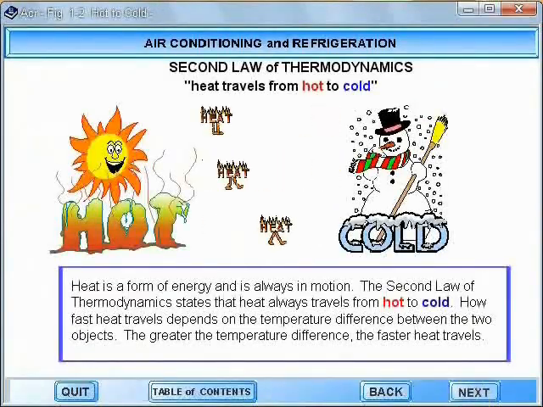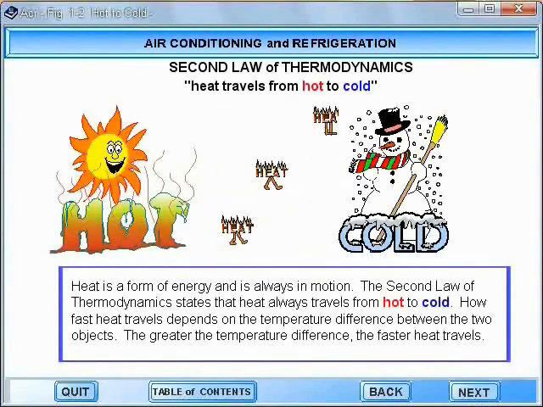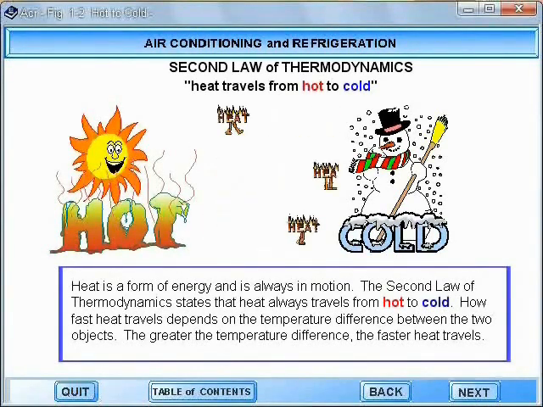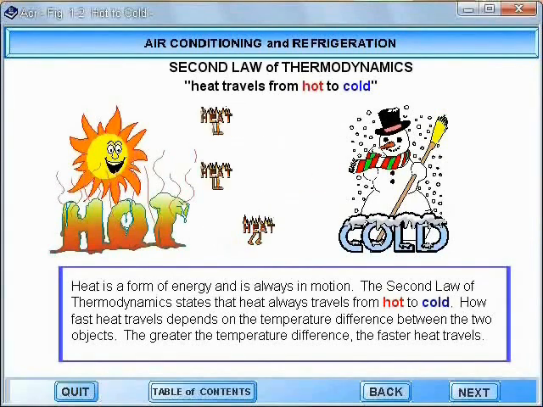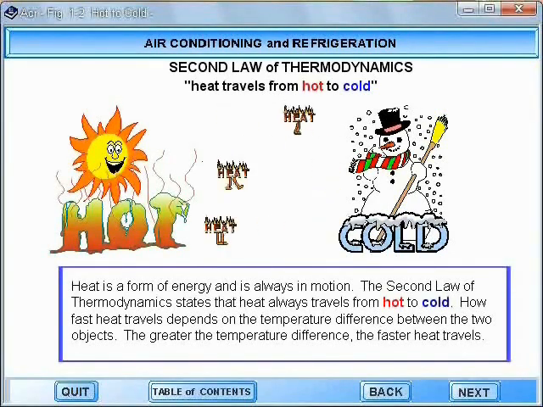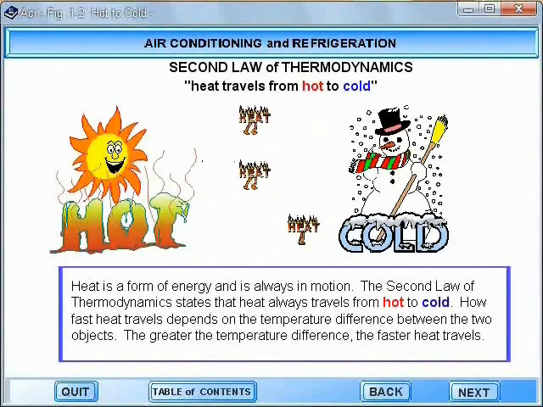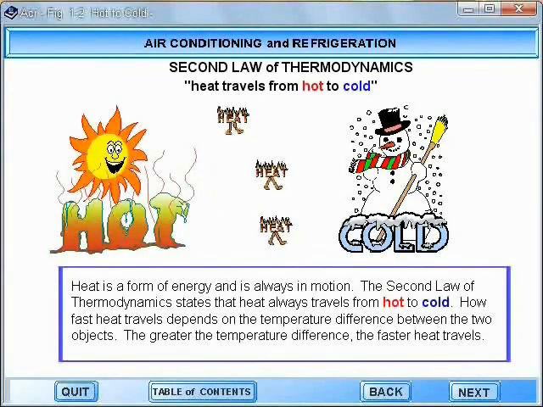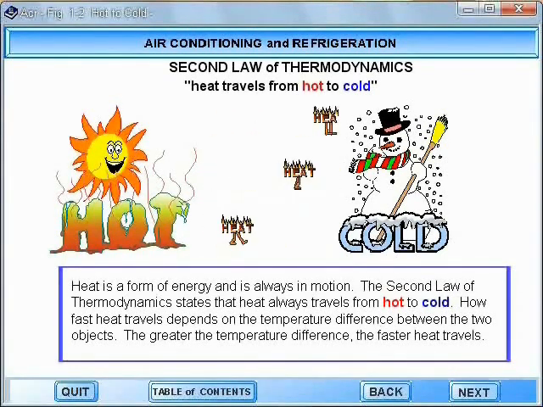Heat is a form of energy and is always in motion. The second law of thermodynamics states that heat always travels from hot to cold. How fast heat travels depends on the temperature difference between the two objects. The greater the temperature difference, the faster heat travels.